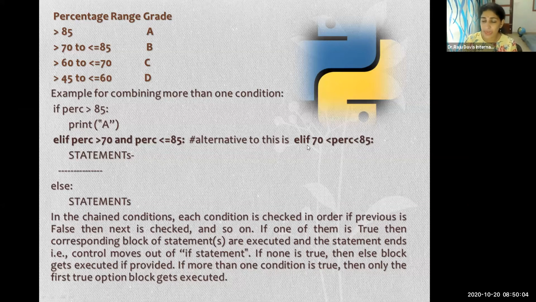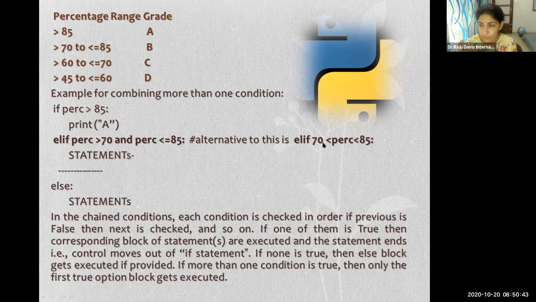But in Python, you can see it, ELIF 70 less than percentage less than 85. The meaning is that 70 less than percentage and percentage less than 85. What is the meaning? You have to expand it in this way: 70 less than percentage and percentage less than 85. That is the expansion. The common thing you need to write in the center.